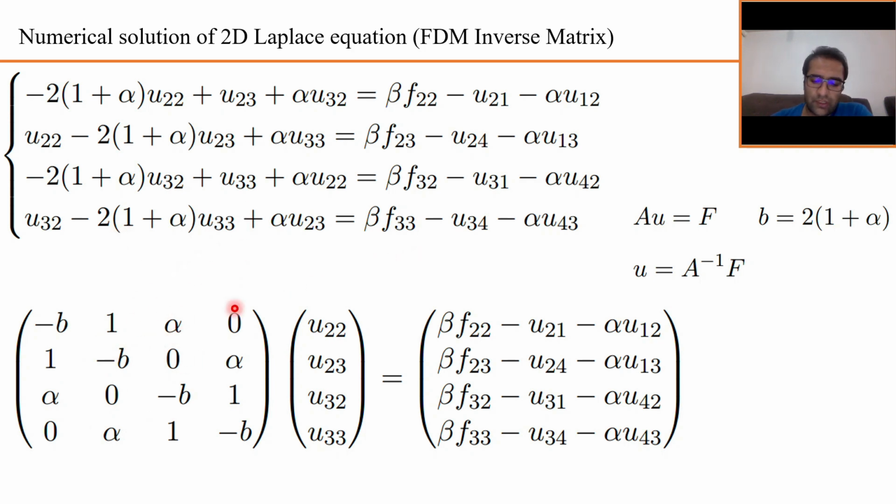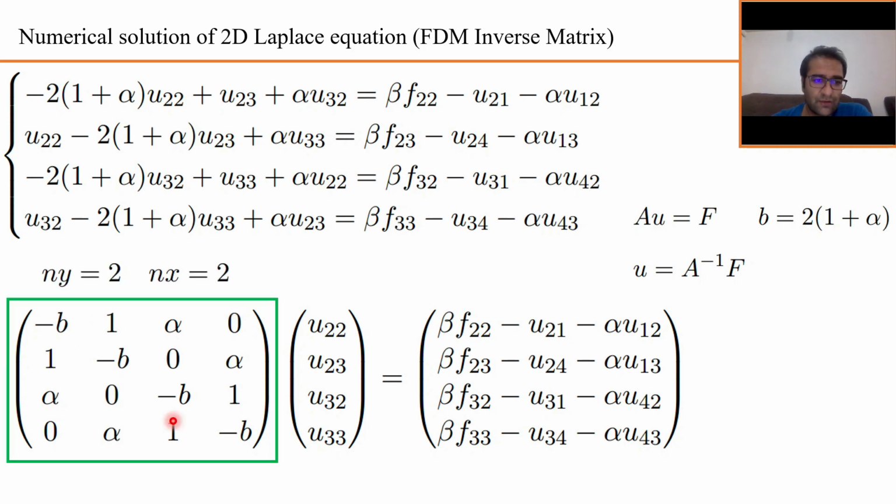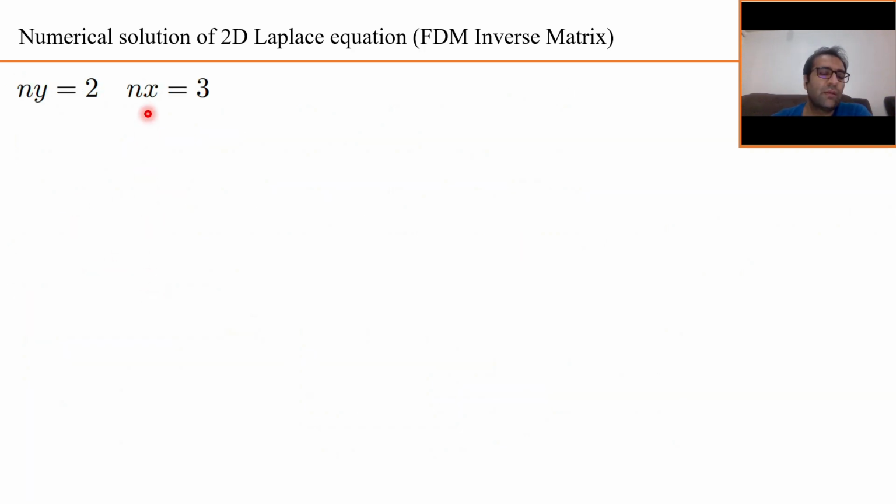And if you look at this matrix, you see that when the number of unknown grids is 2 by 2, we found a 4 by 4 matrix for A, right? So keep it in your mind. Let's go further and define a new number of grids. Let's imagine the number of grids in the X direction is 3, and the number of grids in the Y direction is 2.